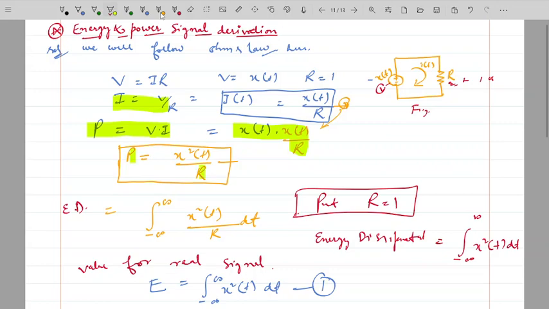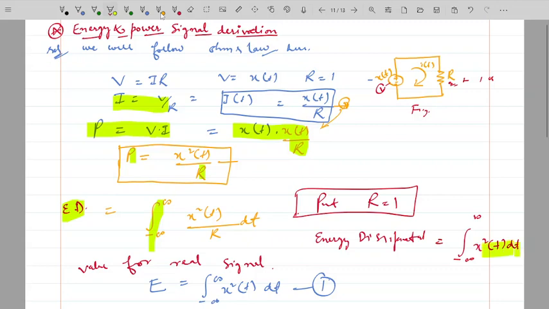Then the energy dissipation E, the formula for that is the integral from minus infinity to infinity of the power with respect to dt. Here we substitute R equal to 1, then the energy dissipation will be the integral from minus infinity to infinity of x squared t dt.